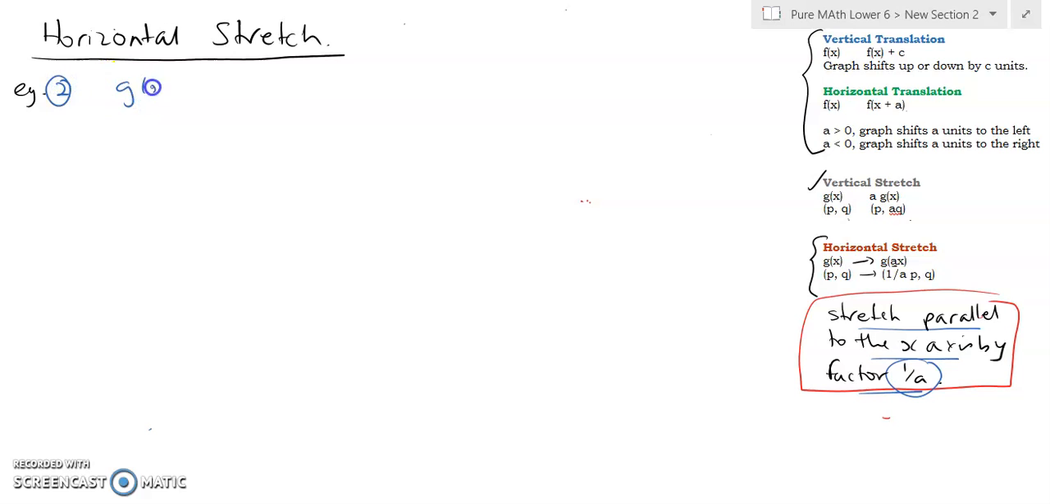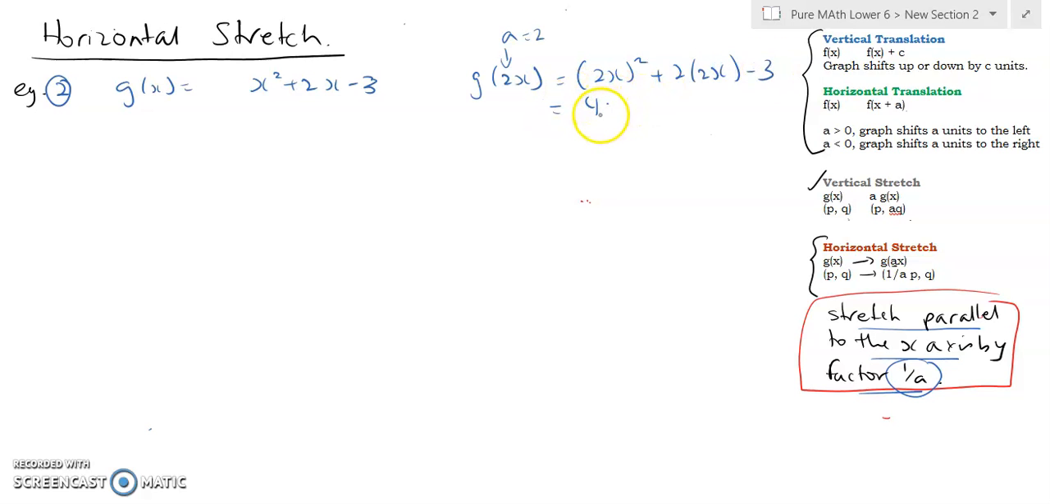Example 2 goes like this. If g of x were x squared plus 2x minus 3, and say I want to do g of 2x. Again, my a here is 2. This now becomes (2x) squared plus 2 by 2x minus 3, which really becomes 4x squared plus 4x minus 3. And this one becomes (x minus 1)(x plus 3) if I factorize, x is equal to 1, x is equal to minus 3.